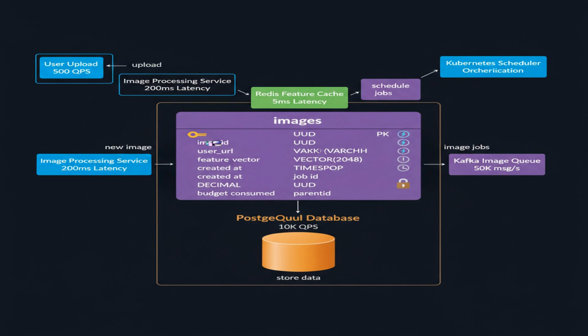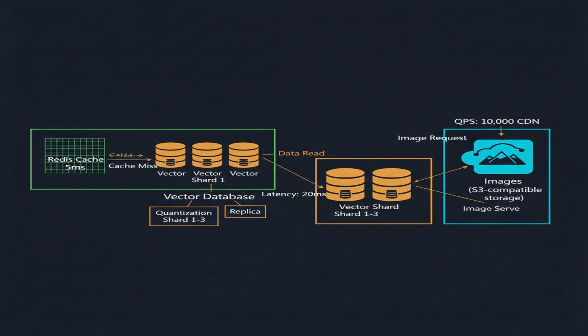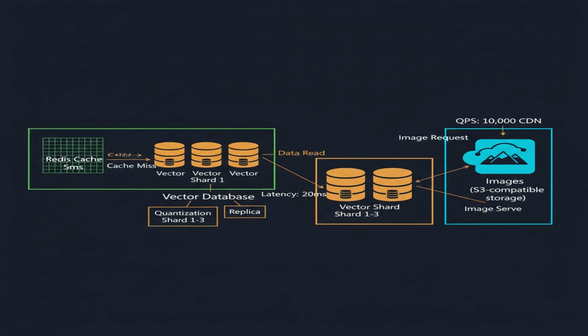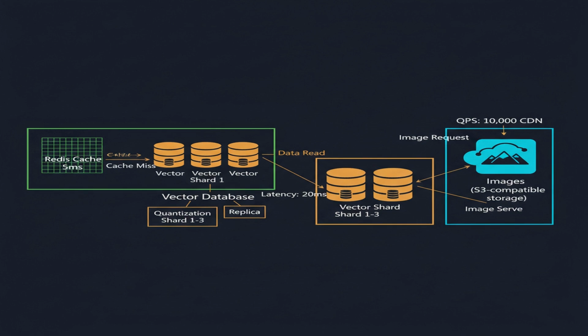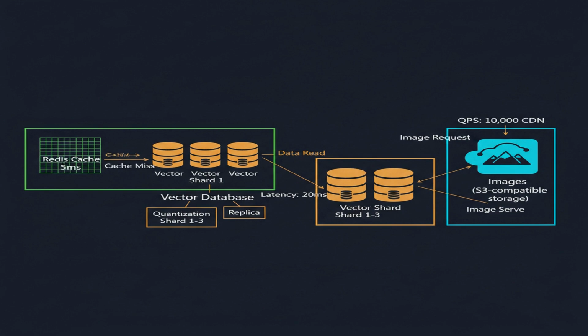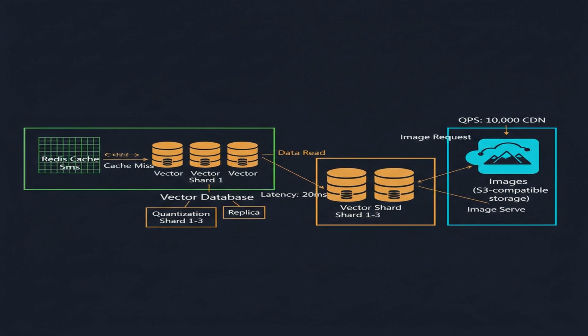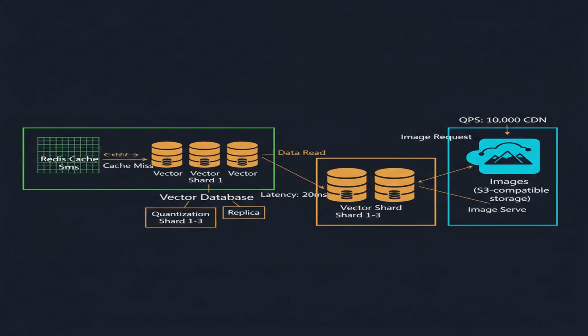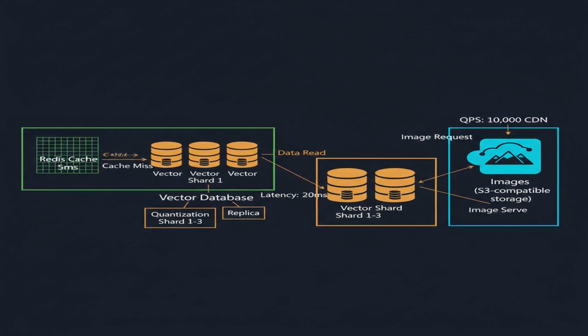Bottleneck analysis. The ANN search is the most computationally expensive operation. We can optimize this by using quantization techniques to reduce the size of the feature vectors. Consistent hashing ensures even data distribution across shards. For reliability, we need fault tolerance, monitoring, and alerting. We'll use Kubernetes to manage our services. Kubernetes provides automatic failover and scaling. For monitoring, we'll use Prometheus and Grafana to track key metrics like QPS, latency, and error rates. For alerting, we'll use PagerDuty to notify us of critical issues.